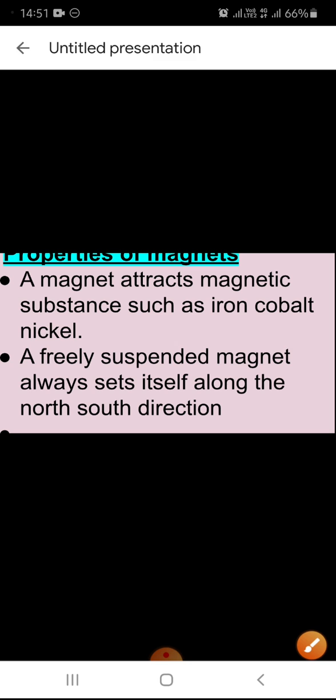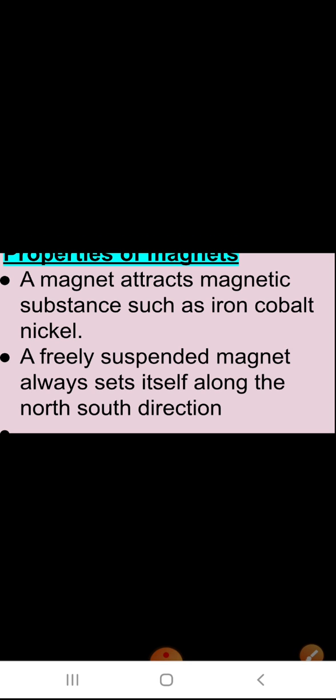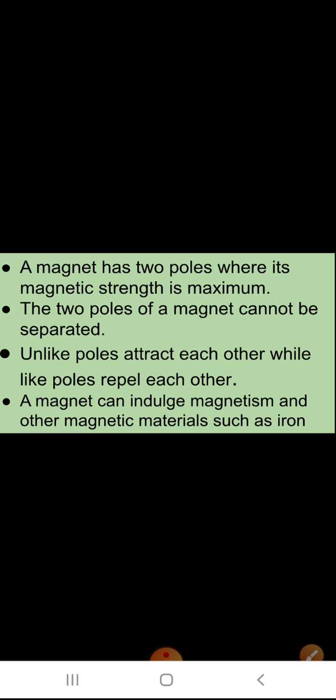After this, it is properties of magnet. Properties of magnet: a magnet attracts magnetic substances. A freely suspended magnet always aligns towards the north south direction. Magnet has two poles, north pole and the south pole, and at the poles the magnetic strength is maximum. The two poles of a magnet cannot be separated, and unlike poles attract each other while like poles repel each other. This we have done.